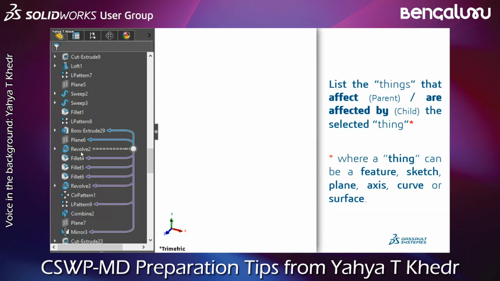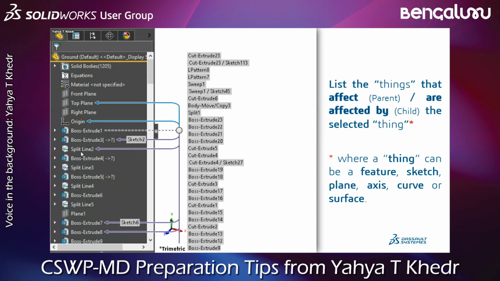Okay, and by the way, as your feature tree gets longer and bigger, you might end up with something like this, where you would find hundreds of features and sketches affected by something. In that specific scenario, it's better to use the dialog box than just this visual, dynamic visual indication, because it's easier to manage and easier to go through.